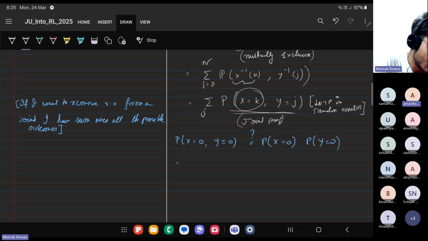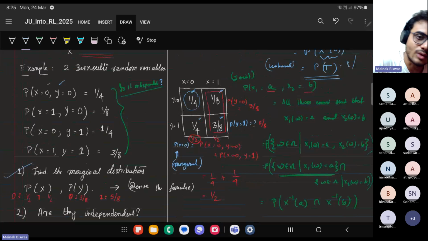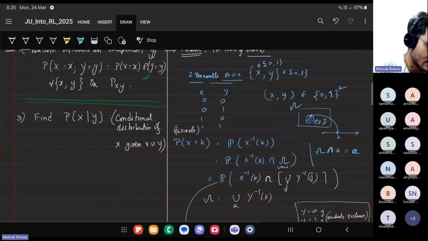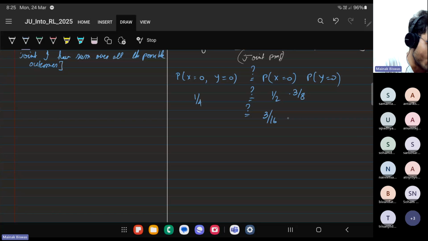So the left-hand side is given to be 1 by 4, right? And P of X equal to 0 is half and P of Y equal to 0 is 3 by 8. Half into 3 by 8, that's what you said, right? So 3 by 16, which is not equal. No, they are not independent.